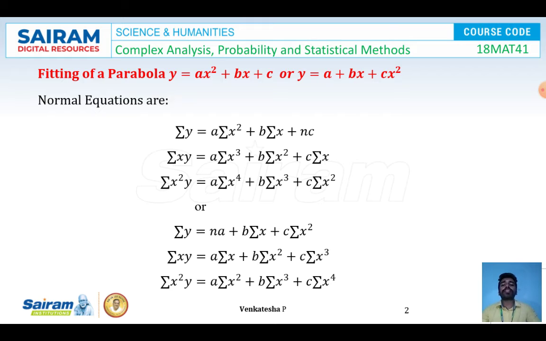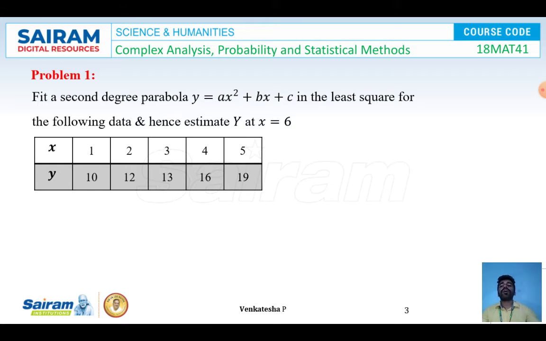So now we will discuss the problems on fitting of second-degree parabola. The first problem: fit a second-degree parabola y = ax² + bx + c by the least squares method for the following data and hence estimate the value of y at x = 6. The data is given as x = 1, 2, 3, 4, 5 and y = 10, 12, 13, 16, 19. The first step is to frame the normal equations for the given second-degree parabola y = ax² + bx + c.